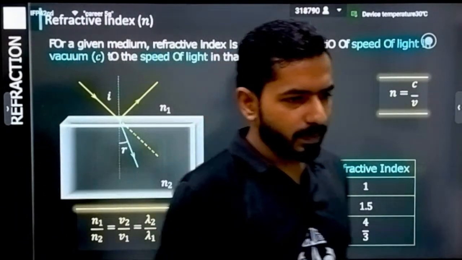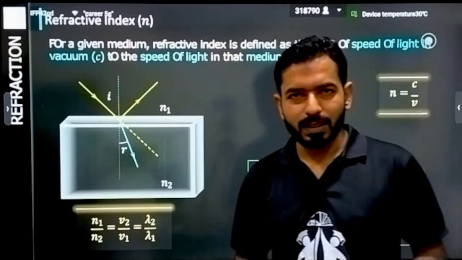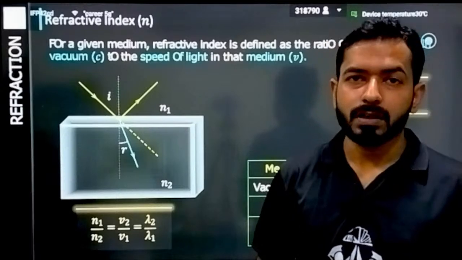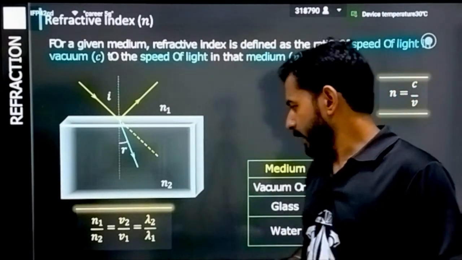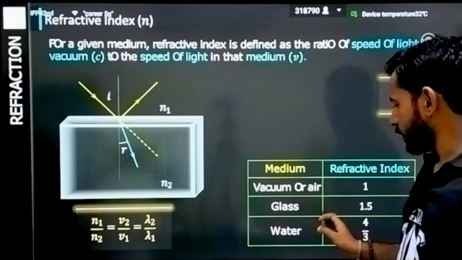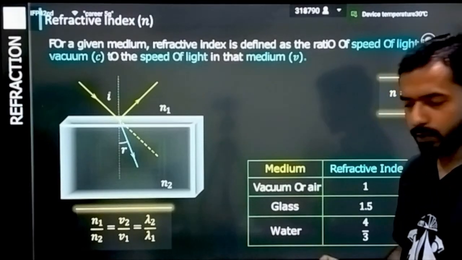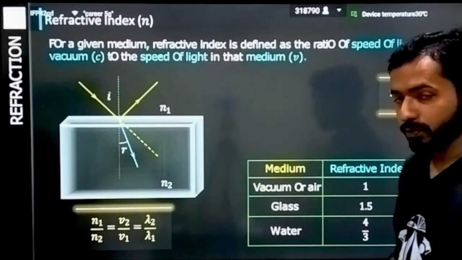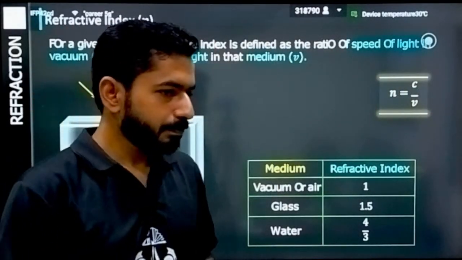Correct? So here are some refractive indices given to you that you have to remember. Most of the time they are already given in the question, but still for reference you should remember the values. For example, for vacuum the refractive index is always 1. For glass you have to remember that it is 3 by 2 or 1.5, use it according to the question. And water is 4 by 3. This is what you have to remember.